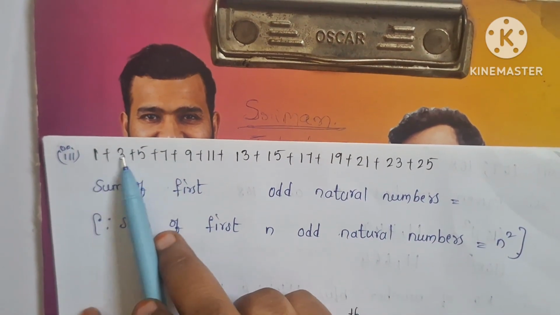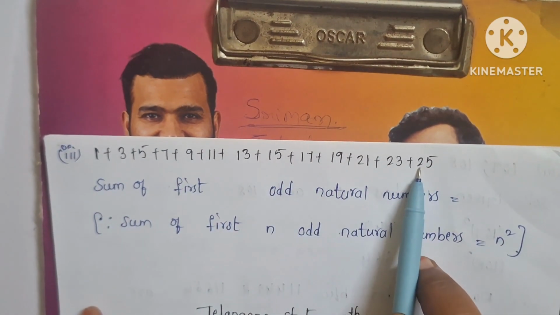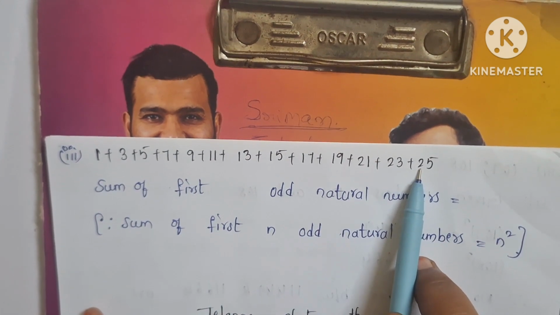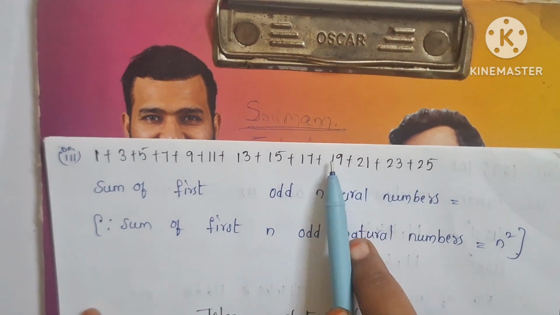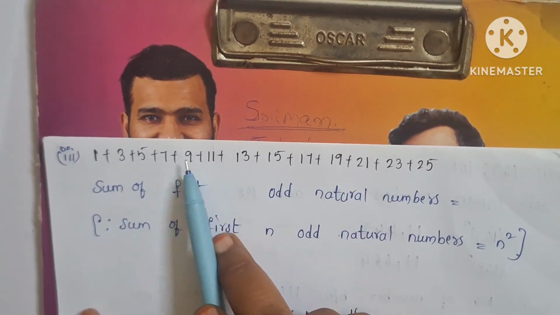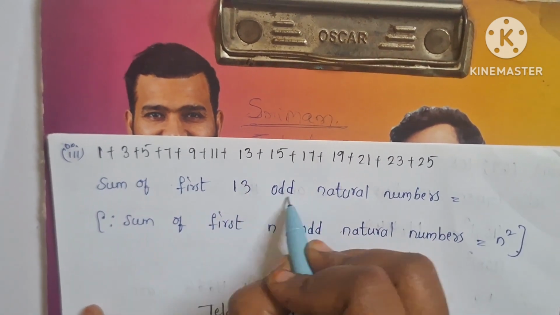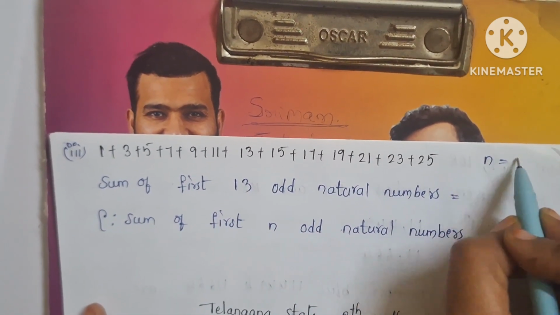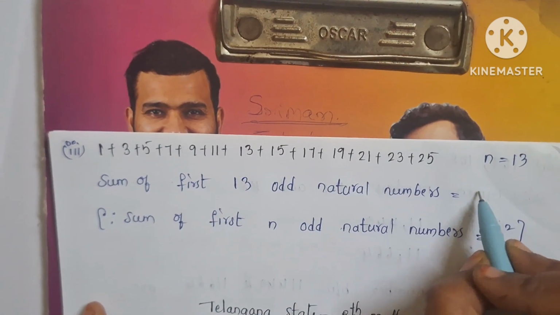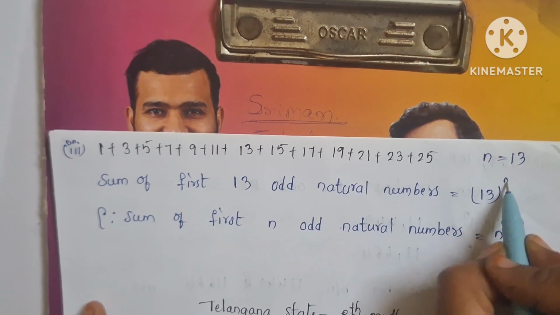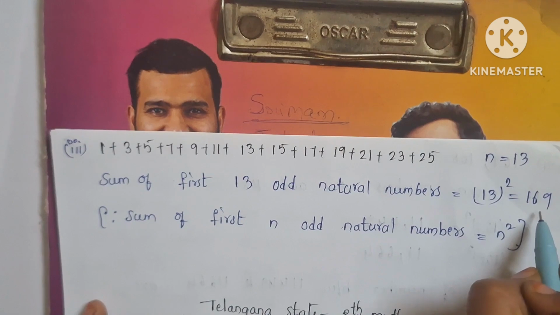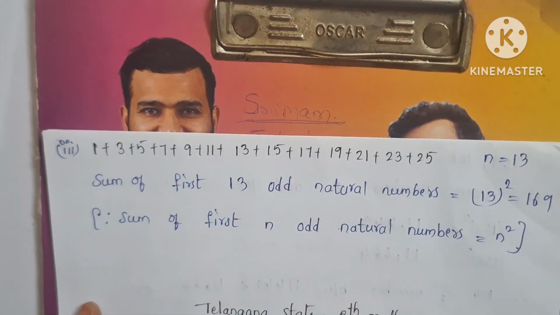Next, 1 plus 3 plus 5 plus so on up to 25. Up to 25, how many odd numbers are there? 1, 2, 3, 4, 5, 6, 7, 8, 9, 10, 11, 12, 13. That is the sum of first 13 odd natural numbers. Here n is equal to 13. That is n square, that is 13 whole square, which is equal to 169. If you want, you can cross check by doing proper addition.